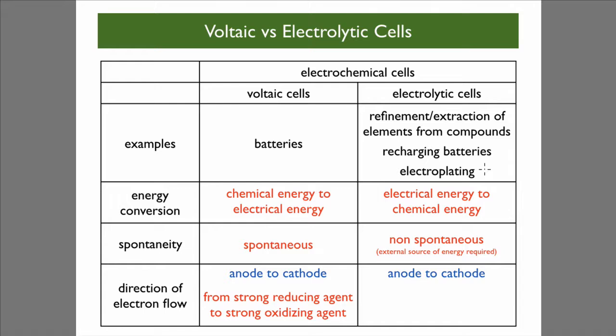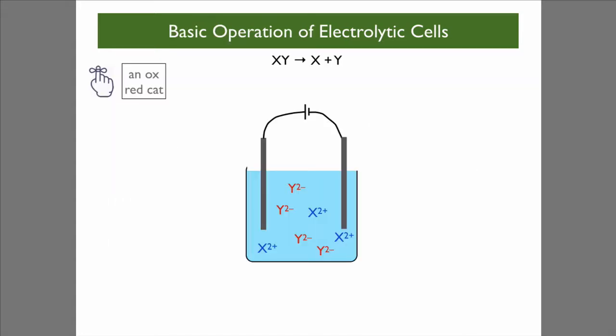Voltaic cells, as we know, go from strong reducing agents to strong oxidizing agents, whereas electrolytic cells have weak reducing agents to weak oxidizing agents. Basic operation of electrolytic cells. We've got a salt here being split up into the metal and non-metal. Bit of a recap. Remember that red cats like to stand next to an ox. This helps us remember that reduction occurs at cathodes and oxidation occurs at anodes.